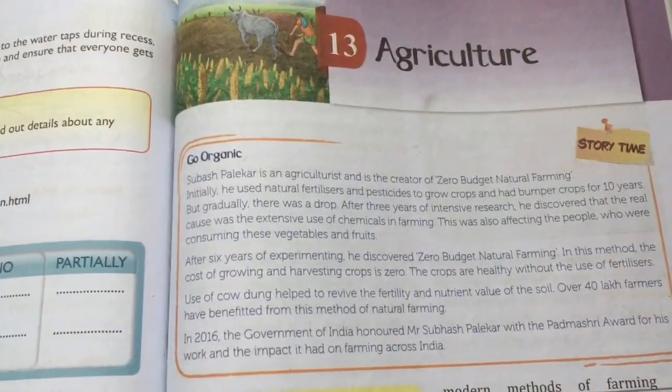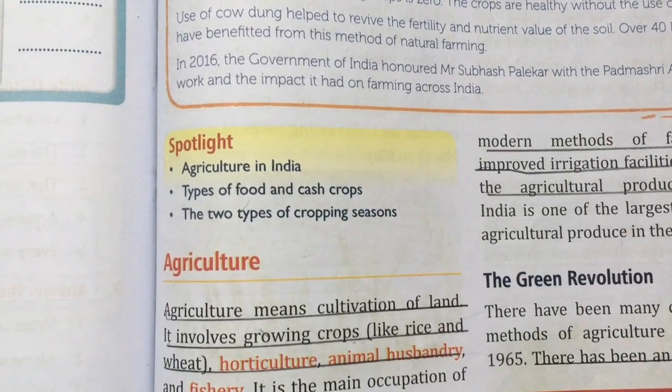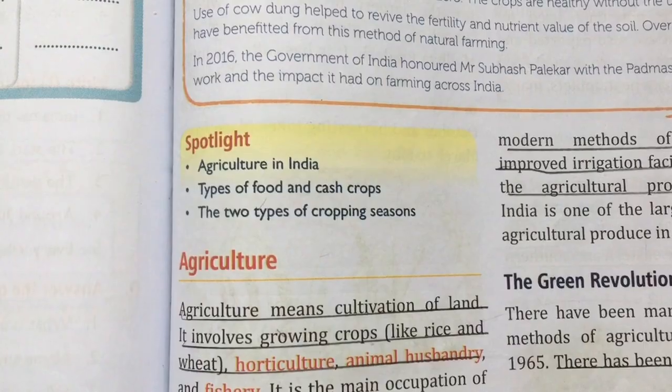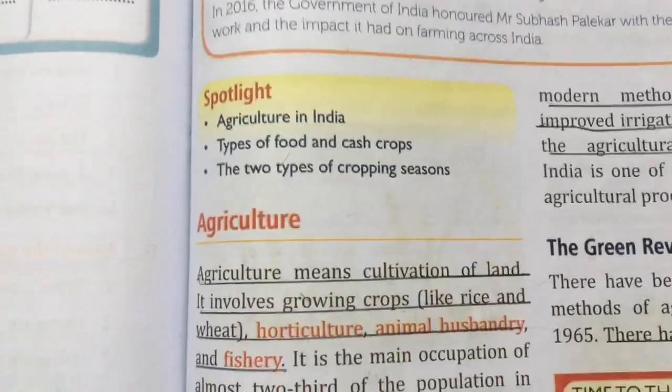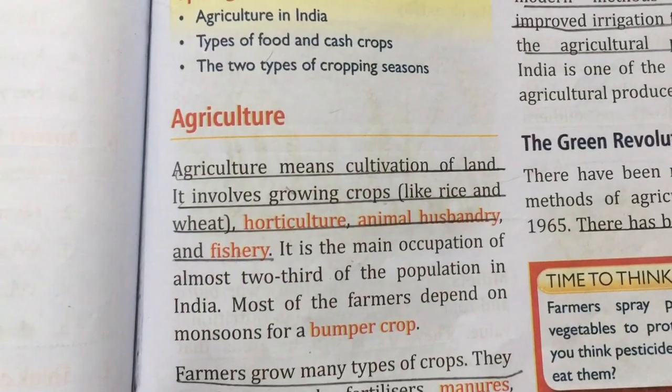Chapter 13 Agriculture. In this chapter, we will learn about agriculture in India, the different types of food and cash crops, and the two types of cropping season. So, what is agriculture? Agriculture means cultivation of land.